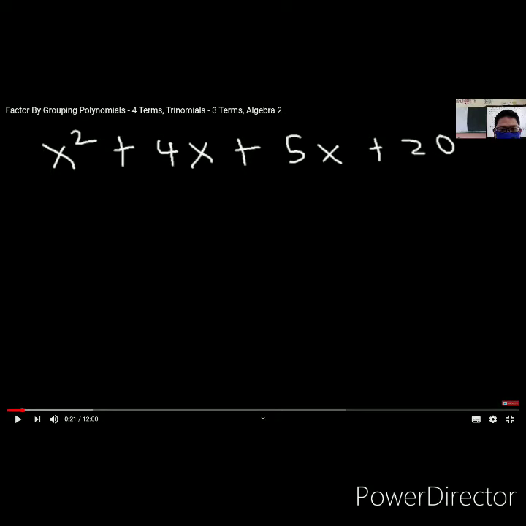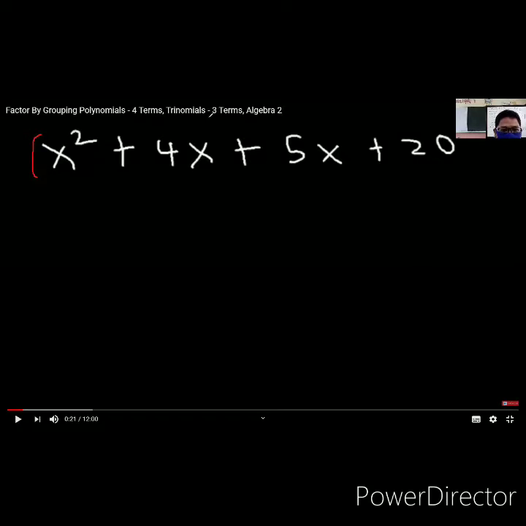For example, we have this x squared plus 4x. You have to group that one, right? And this, you have to group this one also, 5x and 20. And after, get the greatest common factor in each group.